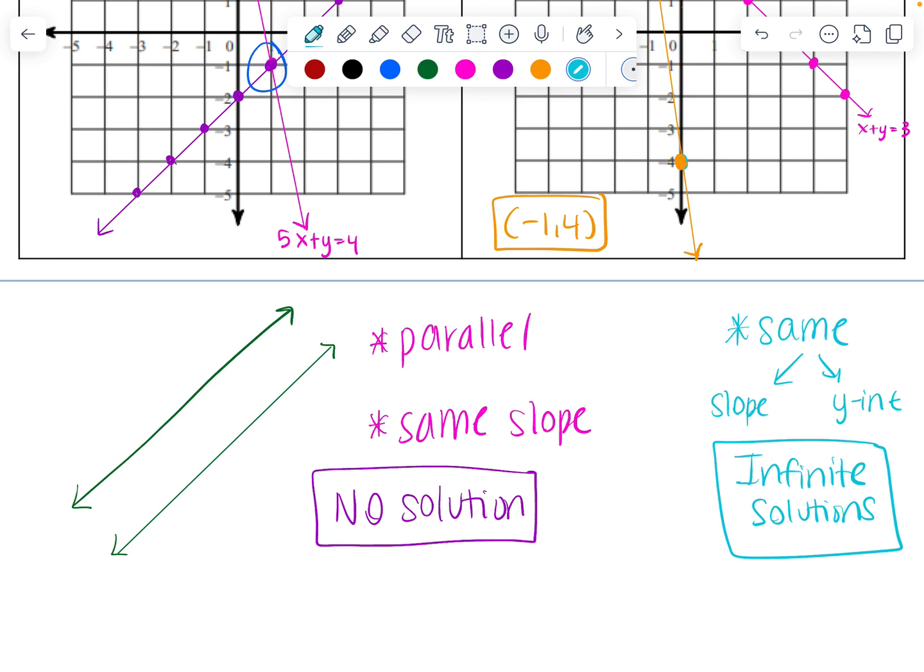So make sure you keep that in mind for some special circumstance examples. And I hope you have a better understanding of how to graph systems of equations.